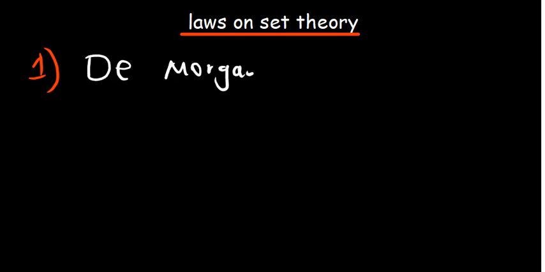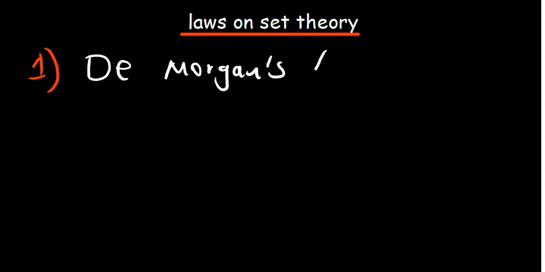So let's try to talk about the laws that we need to understand under set theory. Basically, the first laws that are very important under set theory, we need to understand what De Morgan's laws are. So what basically are De Morgan's laws?